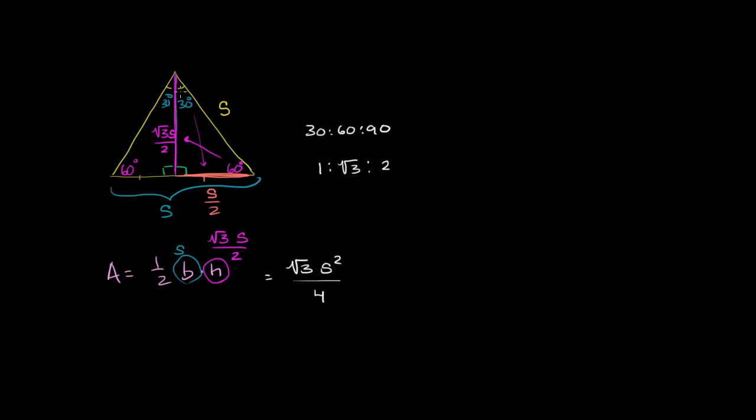So for example, if you have an equilateral triangle where each of the sides was 1, then its area would be square root of 3 over 4. If you had an equilateral triangle where each of its sides were 2, then this would be 2 squared over 4, which is just 1, so it would just be square root of 3. So we just found a generalizable way to figure out the area of an equilateral triangle.